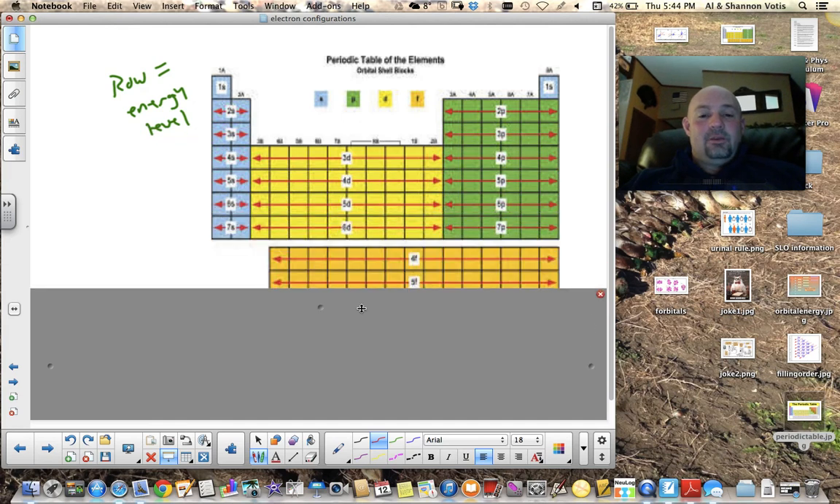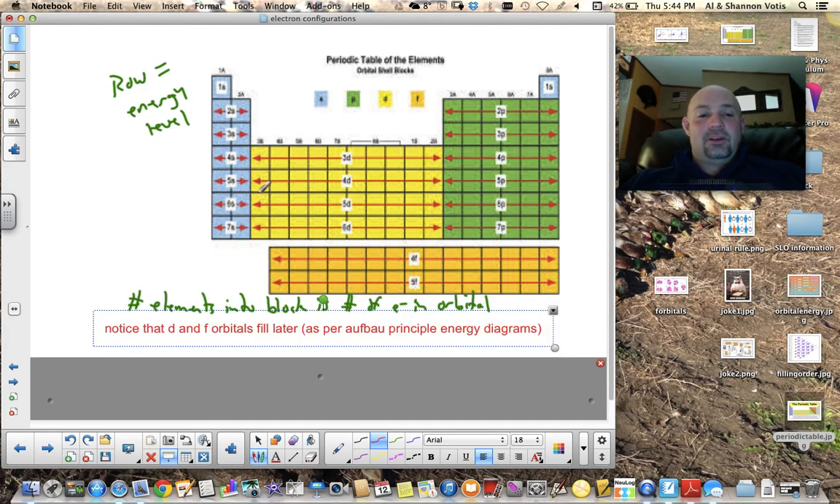So again, if we take a look here, a couple things that we notice is that our rows, 1, 2, 3, 4, 5, 6, 7, are 1s, 2s, 3s, 4s, 5s, 6s, 7s. The rows are actually equal to your energy level. What row an element is in tells you how many energy levels it has.